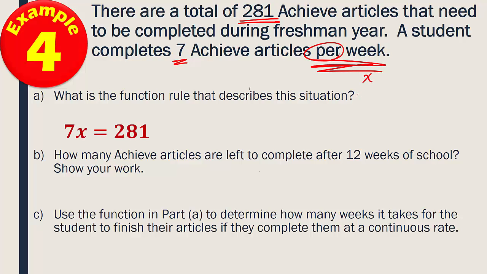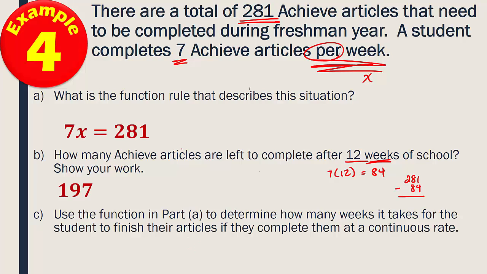How many Achieve articles are left to complete after 12 weeks of school? So 12 weeks. So this is going in for x. 7 times 12 is 84. And because that is how many we've read, we want to know how many are left to complete. So 281 minus 84 gives us 197.